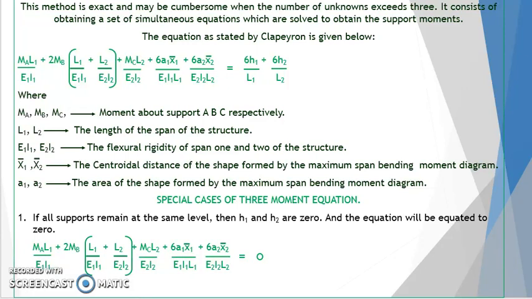Here we get to know that this method is exact and may be cumbersome when the number of unknowns exceeds 3. It consists of obtaining a set of simultaneous equations which are solved to obtain the support moments. The equation as stated by Clapeyron is given below.